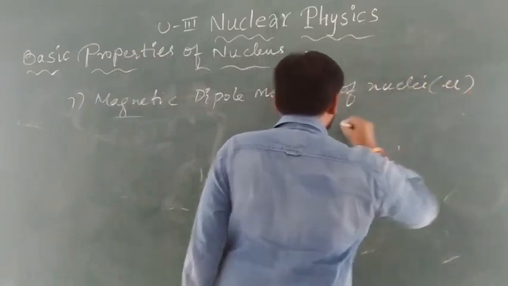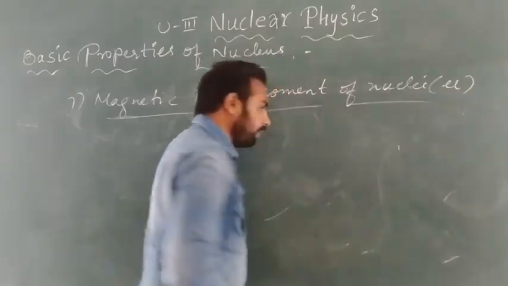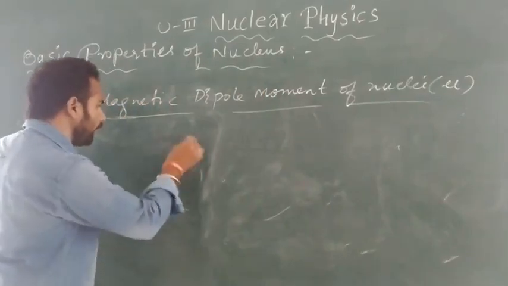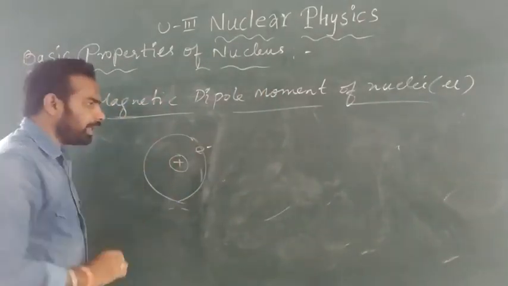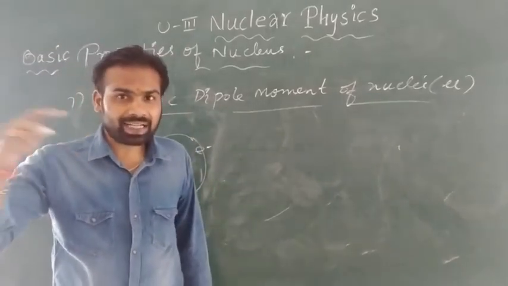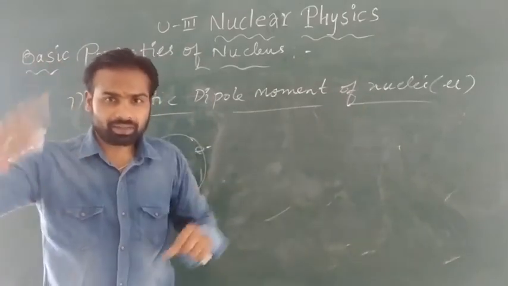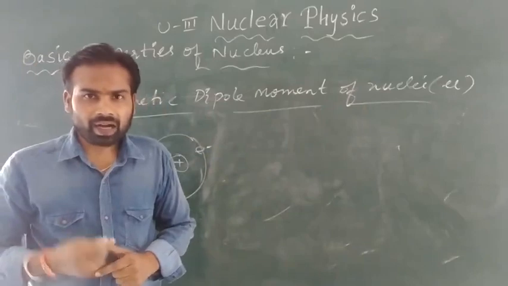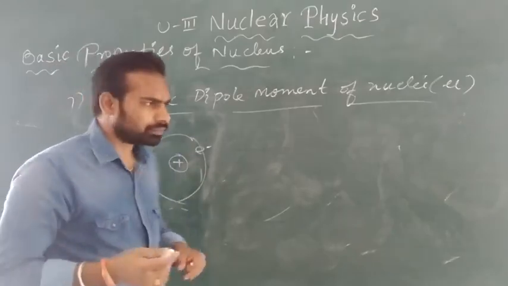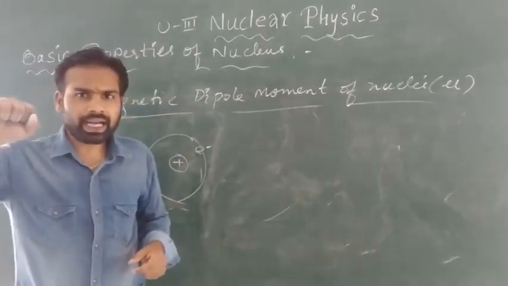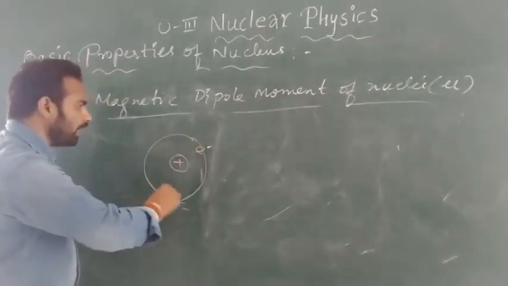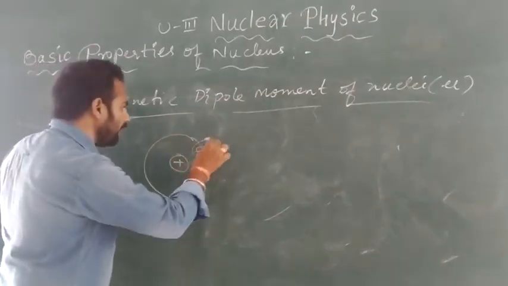Next we have the magnetic dipole moment of a nucleus, which is represented by mu. The magnetic dipole moment of a nucleus is similar to that of the electron dipole moment, because of the revolving charge. What happens when the electron is revolving around the nucleus? We know that around current carrying conductors there is a magnetic field. We already discussed this in electromagnetism, in the previous paper. Similarly, when the electron revolves around the nucleus, there is a magnetic field around it.